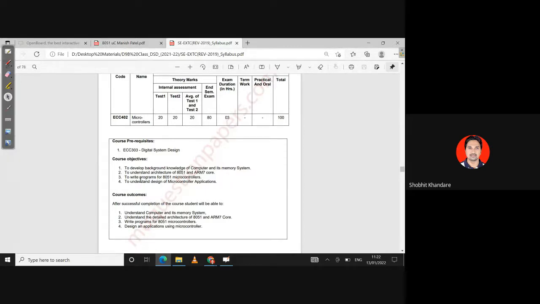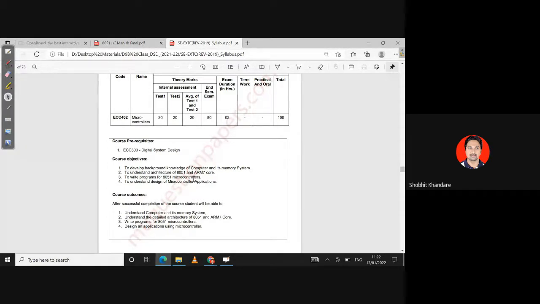Okay. Then, to write programs for the 8051 microcontroller. A problem statement would be given to you and you have to solve it by writing a program for the 8051 microcontroller. For that we will be using the software Keil. We will see how you write the program and how you execute it to get the solution for the defined problem.